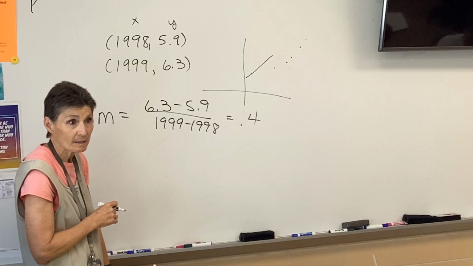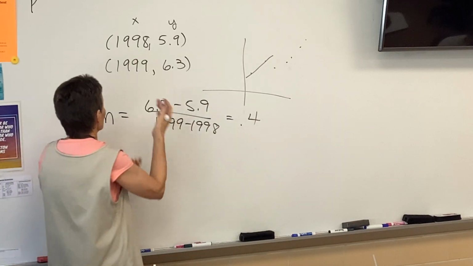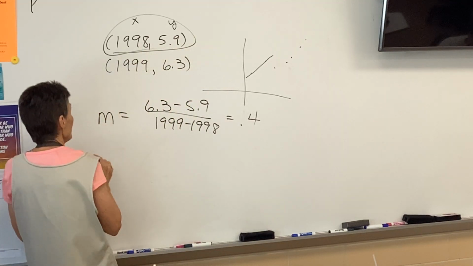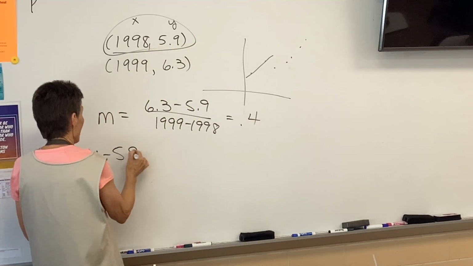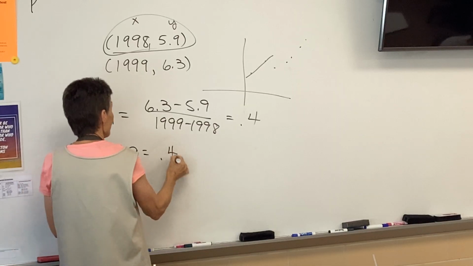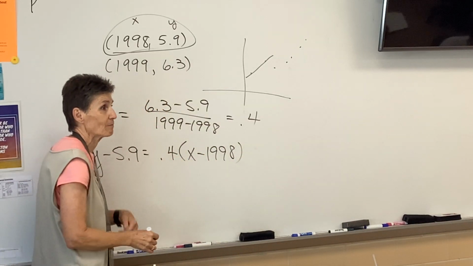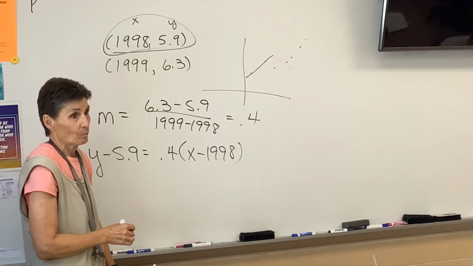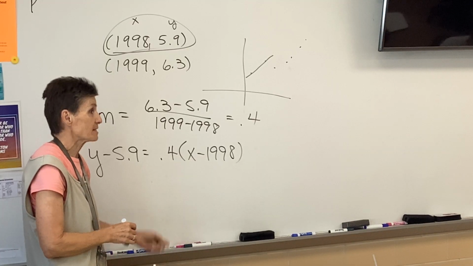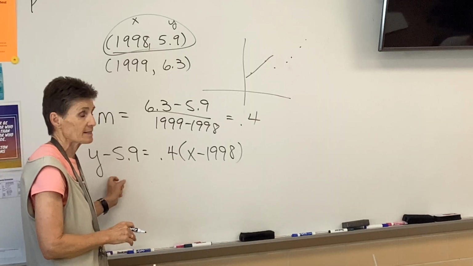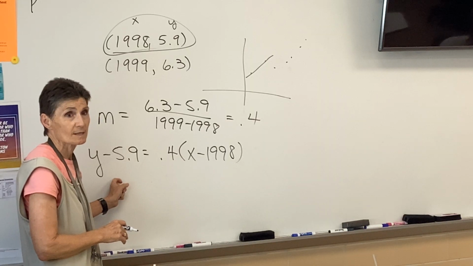Pick a point. They're both not kind of yucky, actually. I'll just pick that one. So Y minus 5.9 equals 0.4, X minus 1998. Do we all remember that from yesterday? We're writing the equation of a line. This happens to be the point slope form. You can use whatever form you want. This is how I'm always going to write my equations.